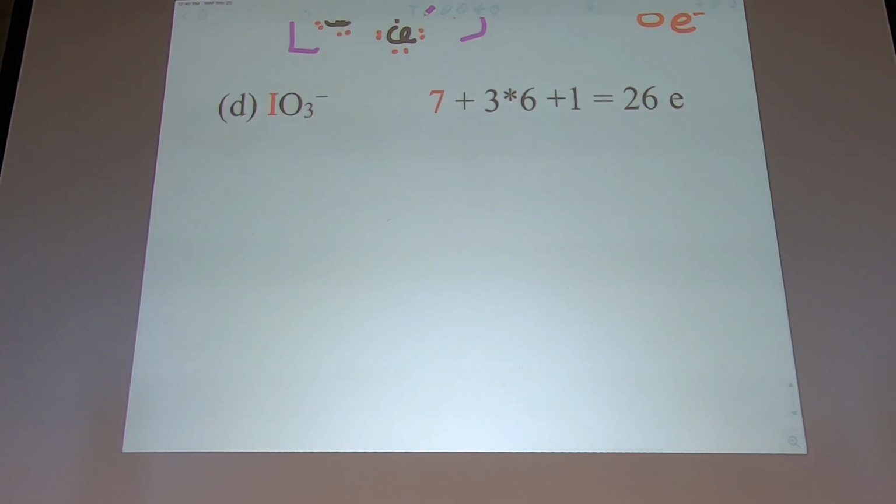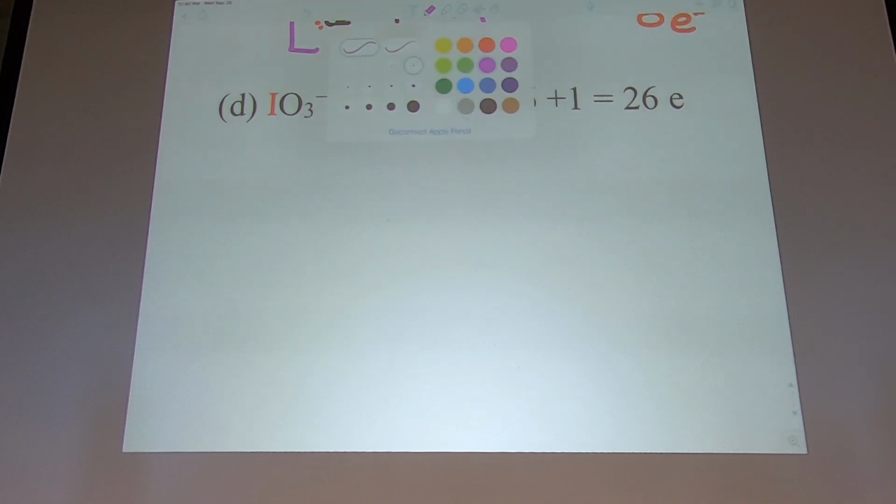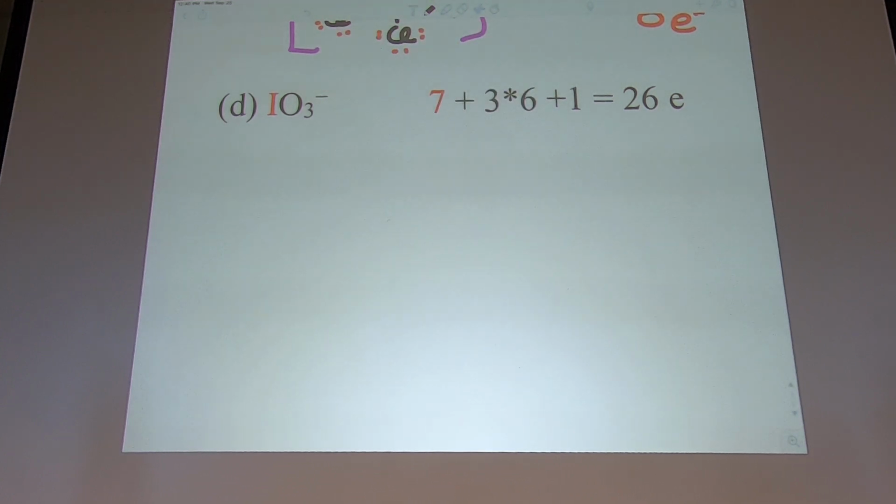The last one is IO3 minus. This is actually the same practice problem that we discussed last class. So let's do that. Iodine is 7, and oxygen 6. There are 3 of them. So okay, let me do the iodine. So iodine in the middle, and put the oxygen. Most people will not draw this way. It doesn't matter. You can put any orientation that you want.